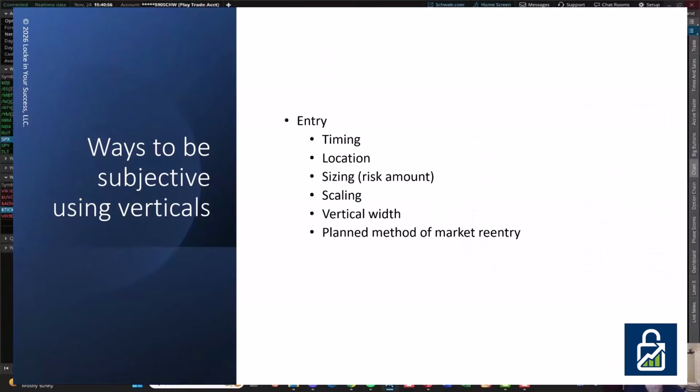Entry timing. Do I want to stay in the market all the time in a consistently directional vertical? Do I want to just enter when my opportunities are really high, directional either way? Do I want to stay in the market all the time bearish in a vertical, which won't work out well for you? I can tell you that. But how are we trading?